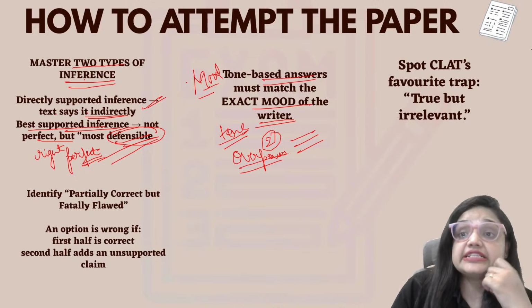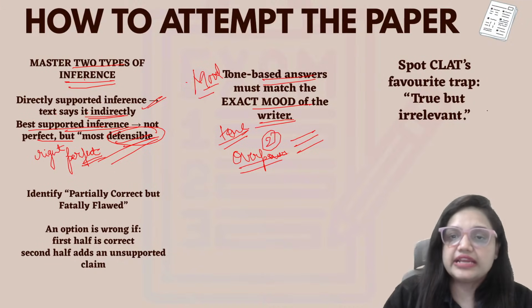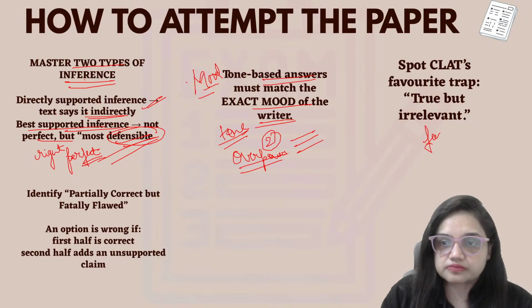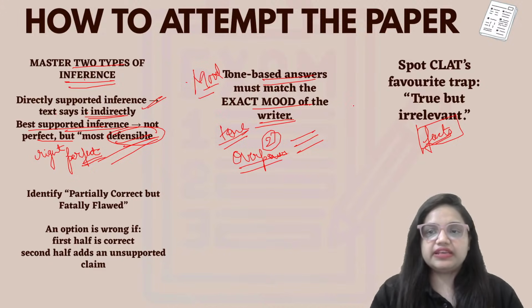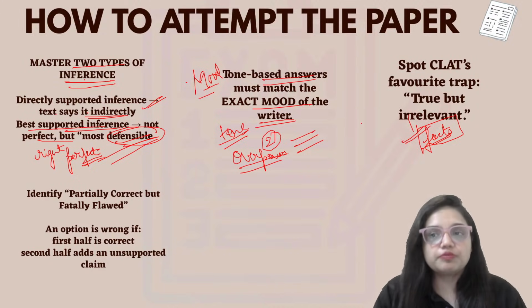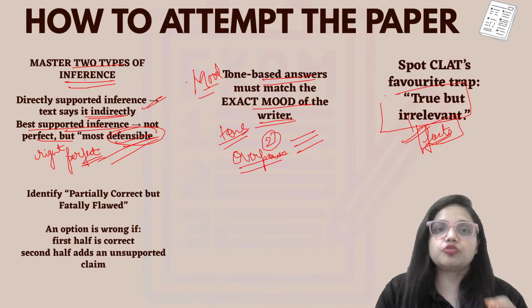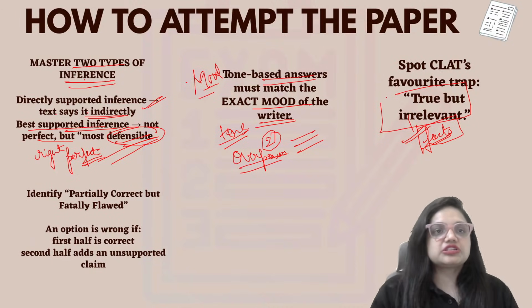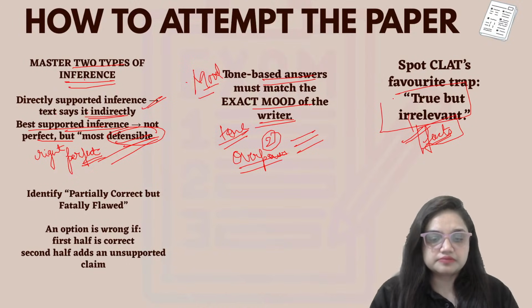Now coming to next, spot CLAT's favorite trap that is true but irrelevant. Maybe sometimes in options there are some facts given. ठीक है, कोई fact given है पैसेज में, और suppose आपने उसकी back story पढ़ी है and you know that this is true, but you don't need to mark it true, because अगर वो पैसेज के लिए relevant नहीं है, वो पैसेज में mention नहीं है, then you are not going to go for it. Am I clear? बात समझ में आई? Like suppose if passage is not supporting that the sun rises in the east, you are not going to mark it. Am I clear?